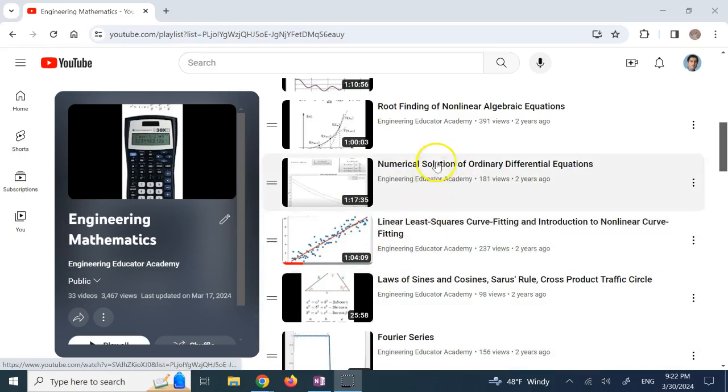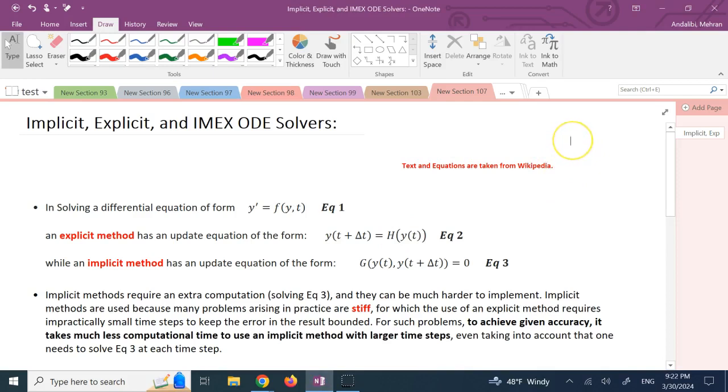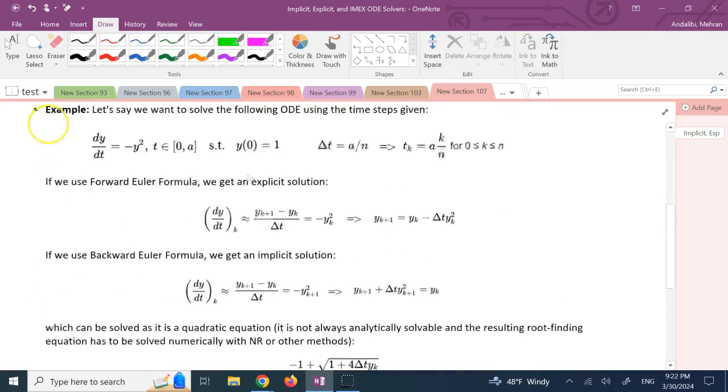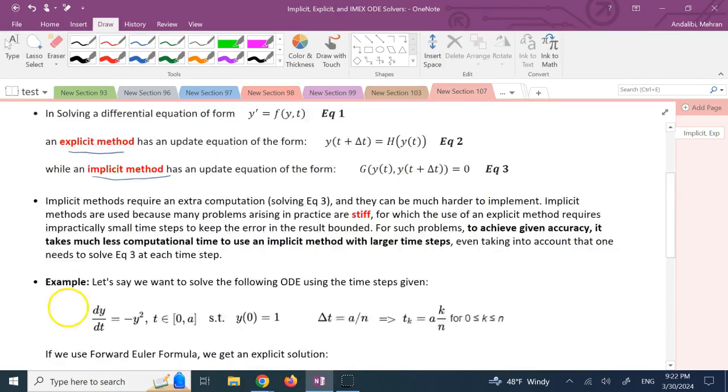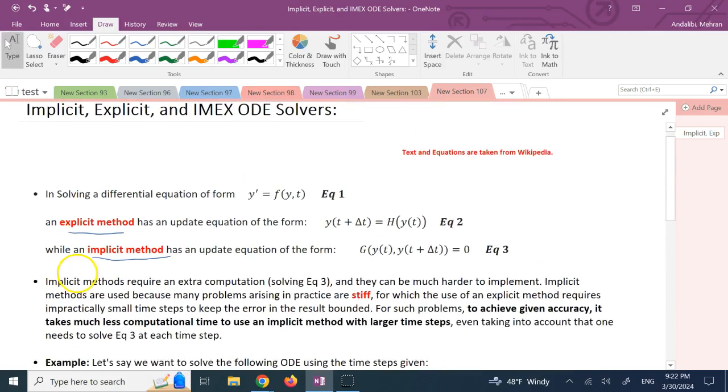And there are so many aspects of it that need to be further explained. One of them is in solvers of ordinary differential equations, there are three categories of solvers. One group we call explicit methods, the other group we call implicit methods, and there is a group that is basically a combination of explicit and implicit, which we call implicit-explicit methods, or IMEX. So let's see what they are. That is what I want to explain in this short video.